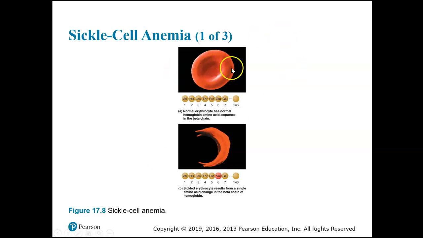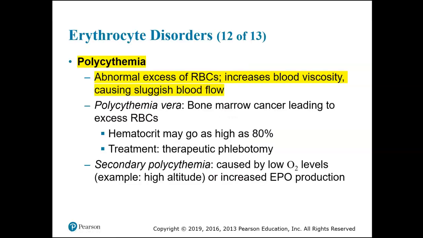This is a picture of a normal red blood cell and the amino acid sequences. And if you look at amino acid number 6, it is glutamate. And then in a sickle cell, you see the shape of it, and you see that glutamate is valine in someone who has sickle cell anemia.